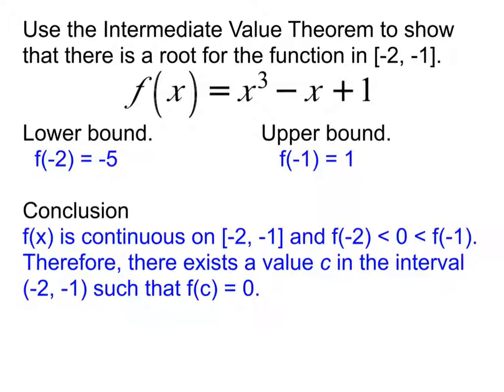Therefore, there exists a value c. Remember, c is just, we don't know what the x value is, but there's some x value between -2 and -1. There is a value c in that interval where its y value would be our root, would equal 0. I suggest you write down this conclusion on your paper as well so that you see how they're supposed to be formatted. Because yes, the formatting is probably the biggest pain with these, if anything.